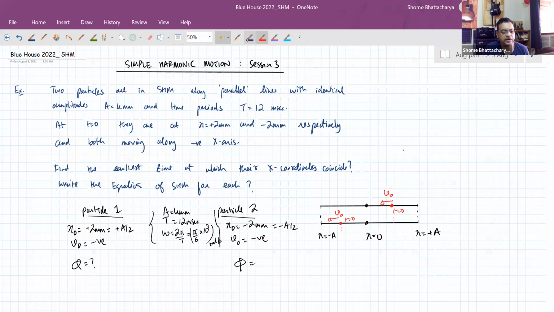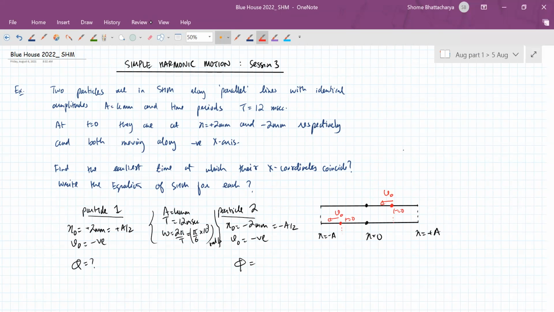Okay, so it is all about finding the phase constant for each one and using the equation of SHM to find out when the x coordinate of the first is equal to the x coordinate of the second. Now this is also a type of problem where your visualization of SHM by projection of uniform circular motion can make the solving of the problem very fast. So you can get the phase constant by using that also. Just try this out.